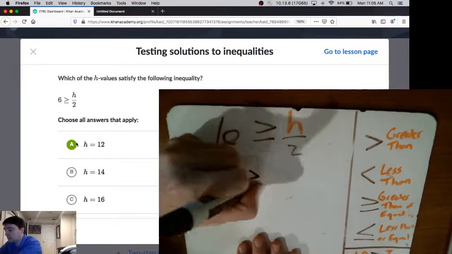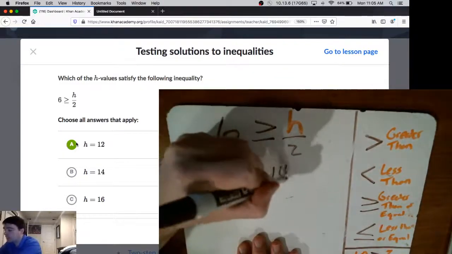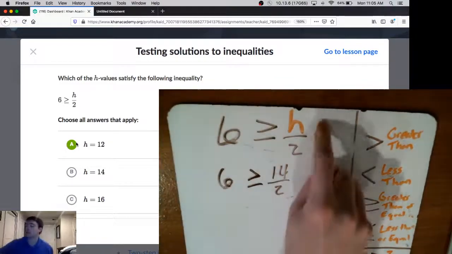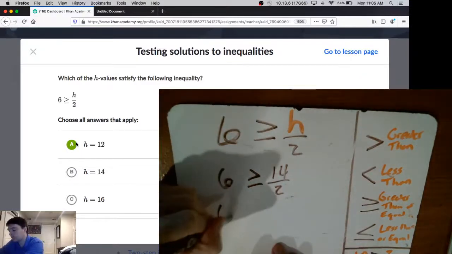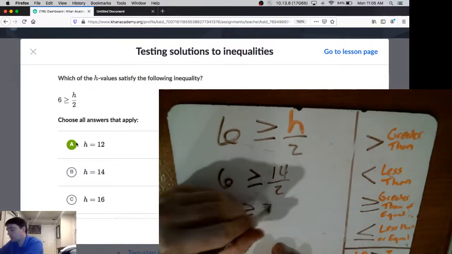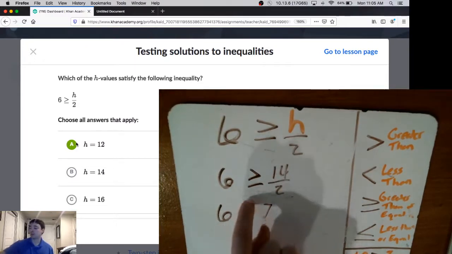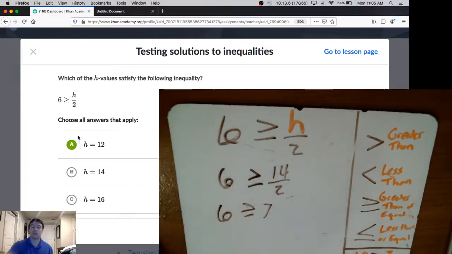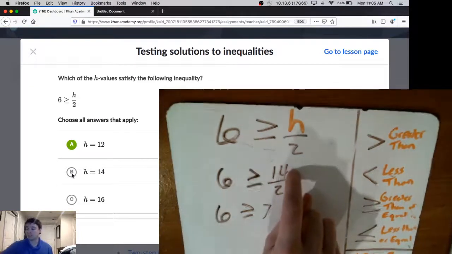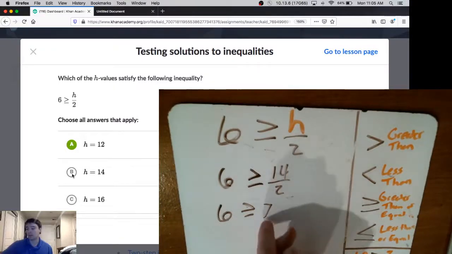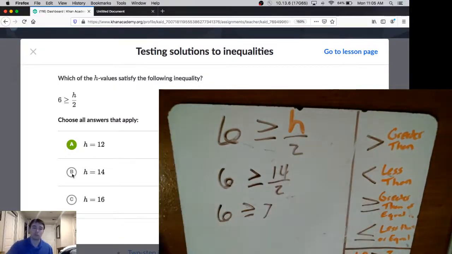It says 6 needs to be greater than or equal to 14 divided by 2 because that's what I'm substituting in for h. 14 divided by 2 gives me 7. So now the inequality says 6 needs to be greater than or equal to 7. That's a false statement. 6 is less than that. And tapping back into our knowledge from the last problem, if I plug a 16 in here, if 14 divided by 2 is too big, 16 divided by 2 is going to be too big. So B and C are both going to make the right side too large. The only answer is A.